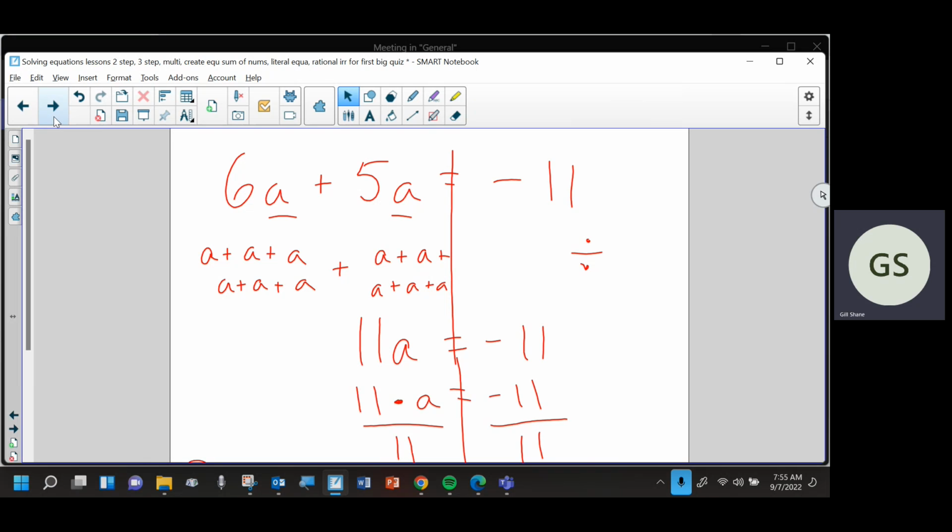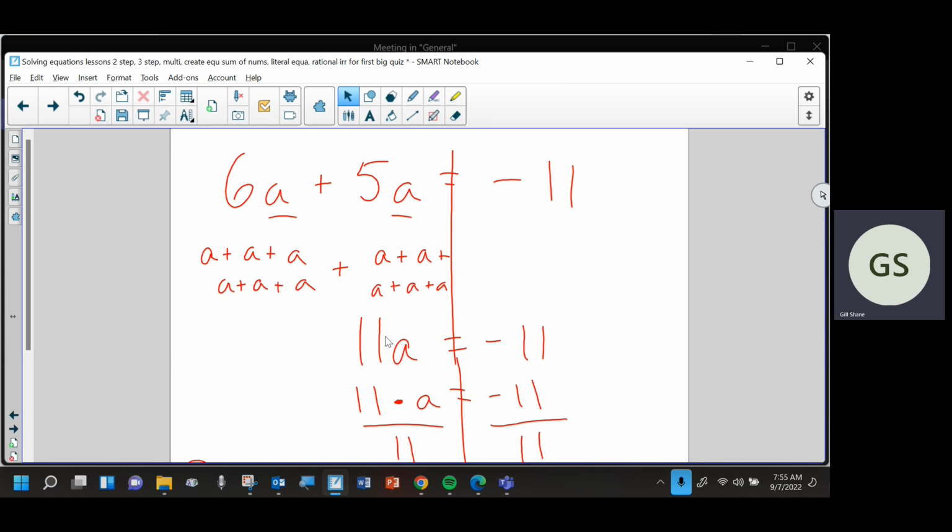So I just solved this problem out. We said that 6a is really like having 6 A's added together. You can think of that as literally looking in your hand and visualizing 6 A's. We're then going to add to these 6 A's 5 more A's. So 5a is just like having 5 A's. If I had 6 A's in my hand and added 5 A's to that, I would get 11a. On the right side, we just bring down the -11.